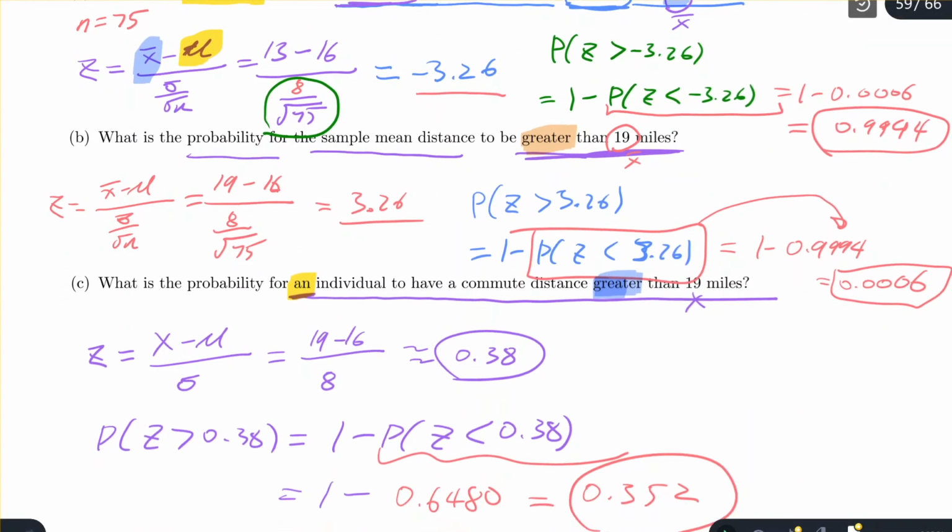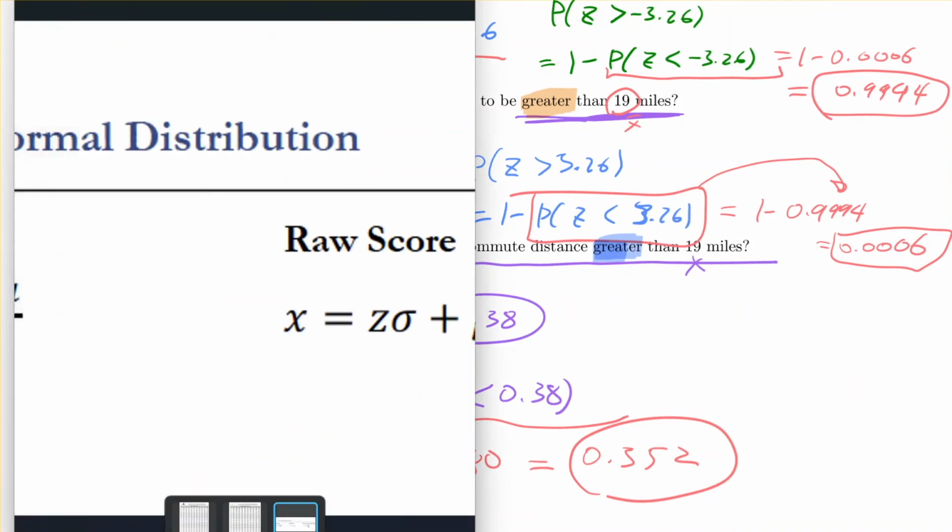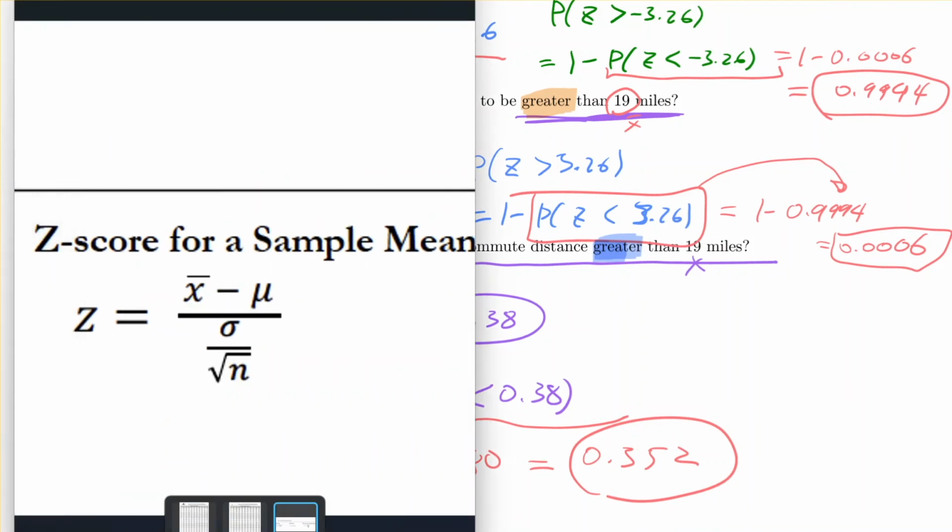So it's very similar to the probability problems we've been doing, but the main difference is we have to use this formula for the z-score. And when we use this formula, the main difference is this right here. The standard deviation value must be adjusted according to the sample size n.